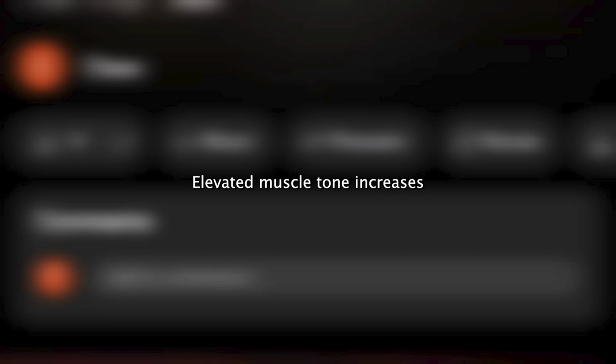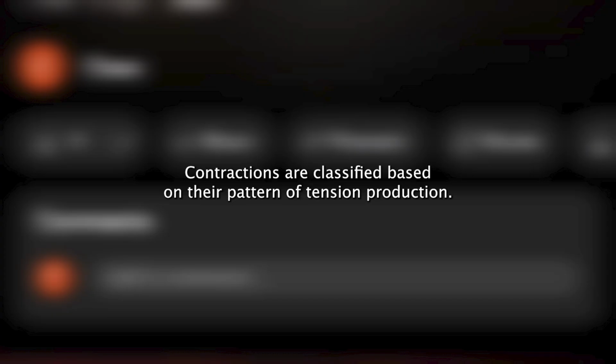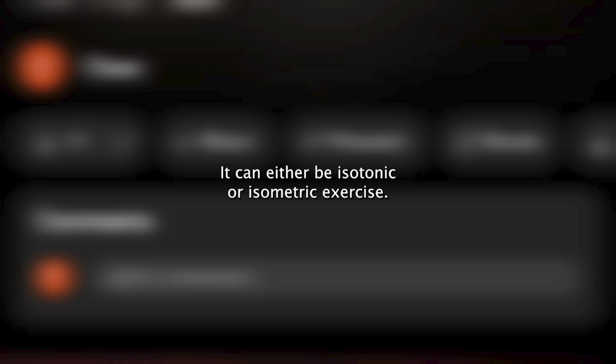Elevated muscle tone increases resting energy consumption. Types of muscle contractions. Contractions are classified based on their pattern of tension production. It can either be isotonic or isometric exercise.